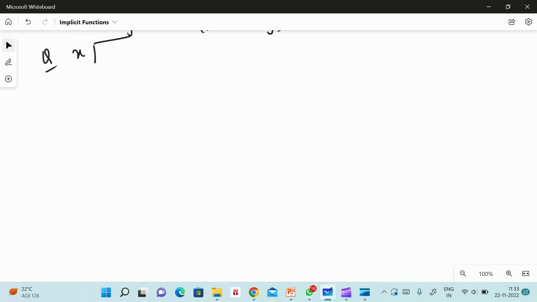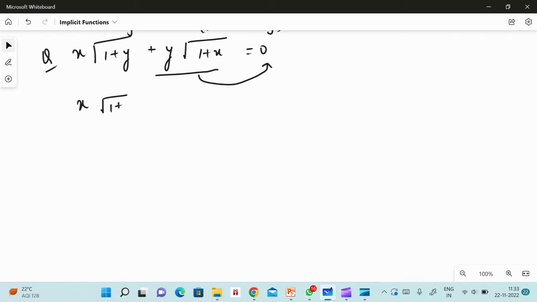Like if I take x into root 1 plus y plus y into root 1 plus x, this is equal to 0, right? If this is the question, what I will do is first shift this part of the equation to the right hand side. What I will get is x into root 1 plus y is equal to minus y into root 1 plus x. Okay, so this is my equation.